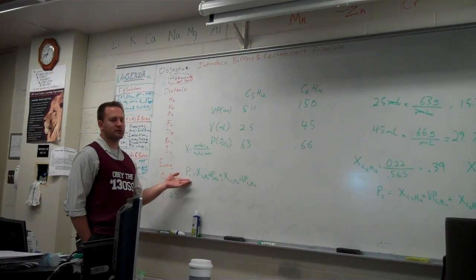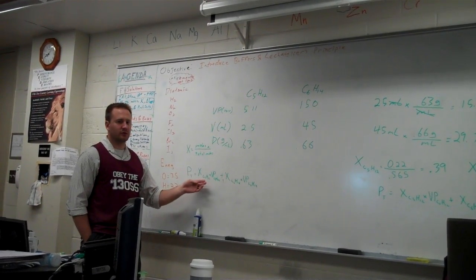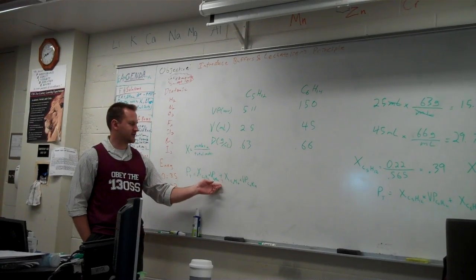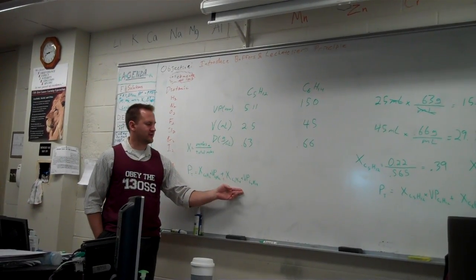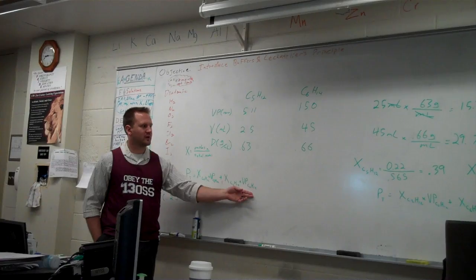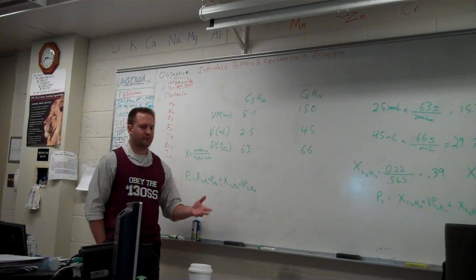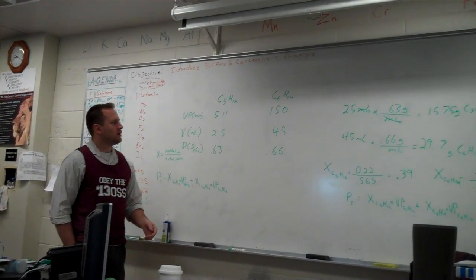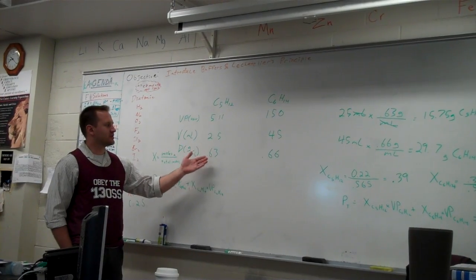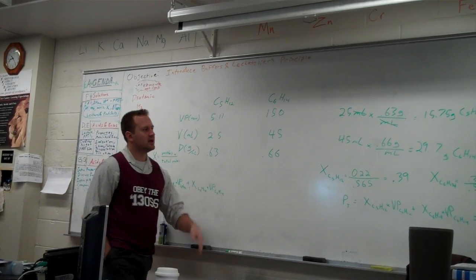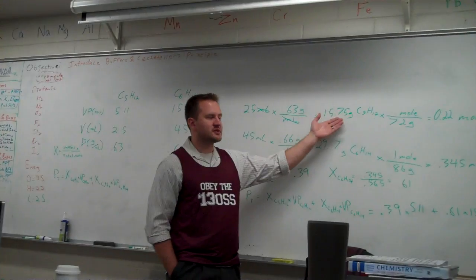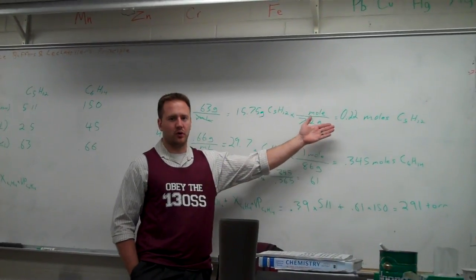would have to use this equation, where the total pressure is equal to the mole fraction of one substance times its vapor pressure, plus the mole fraction of the other substance times its vapor pressure. In order to find the mole fraction, first we have to go to moles. So we can use the volume of each substance and multiply it by the density, and that's going to get us the number of grams, and then from grams we can always go to moles.